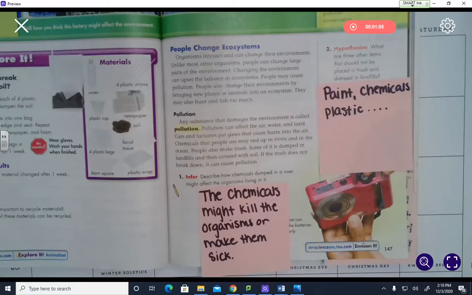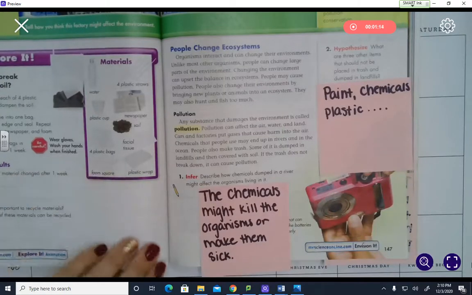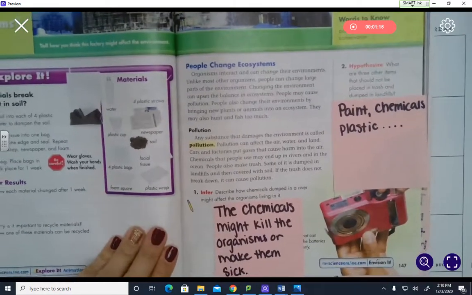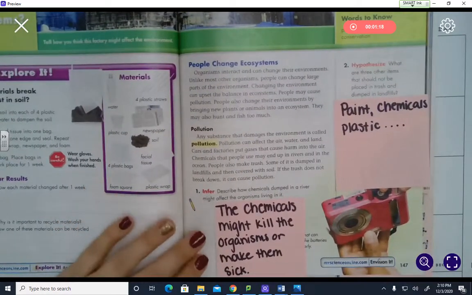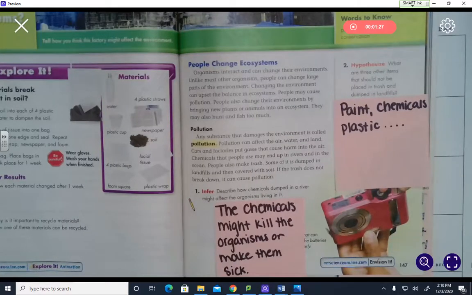Number 2, you had to hypothesize. You were writing a hypothesis. That means that my answers are going to be way different than your answers, or they could be the same. Everyone might have something different, and that's okay, because it's a hypothesis. A hypothesis is not wrong. So what are 3 items that should not be placed in the trash and dumped in landfills? Paint, chemicals, plastic, batteries shouldn't be put in the trash. They should be disposed of in a different way. And you might have had something different, so that's okay if you did.